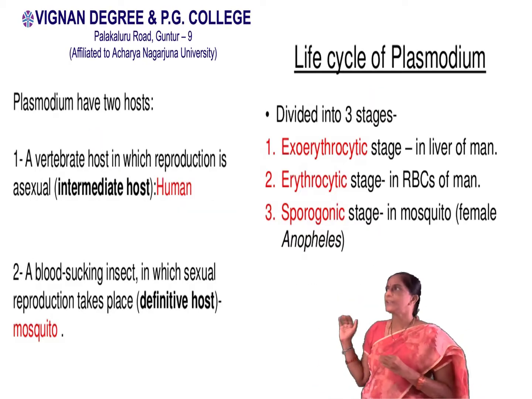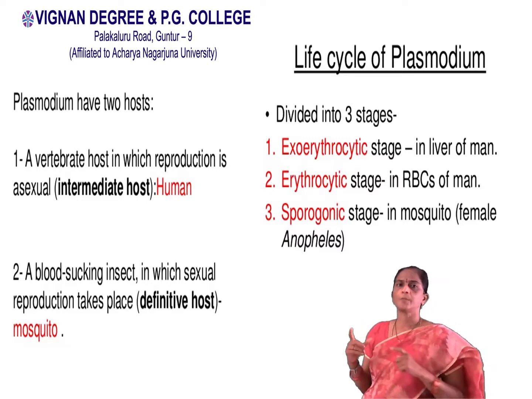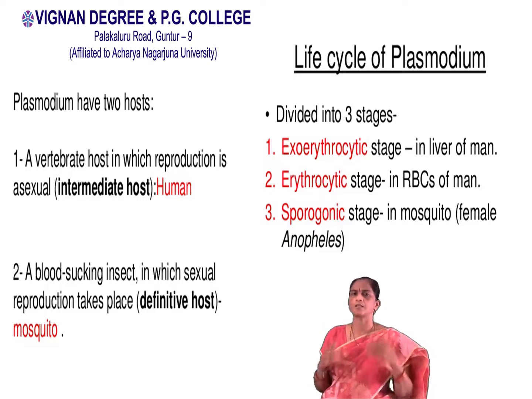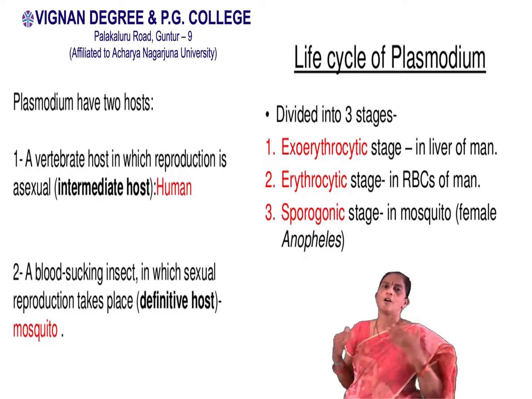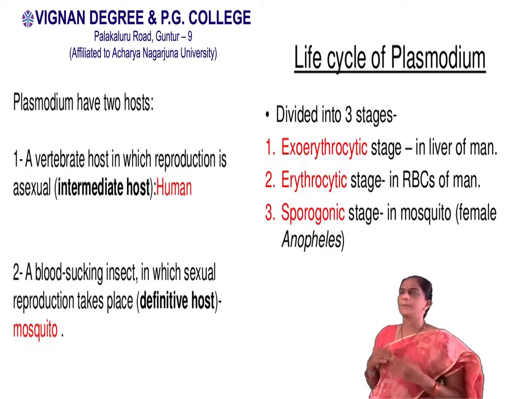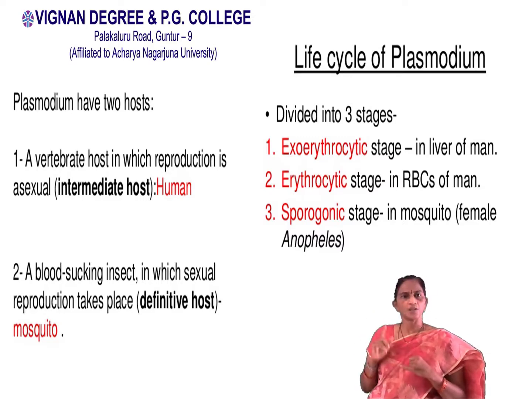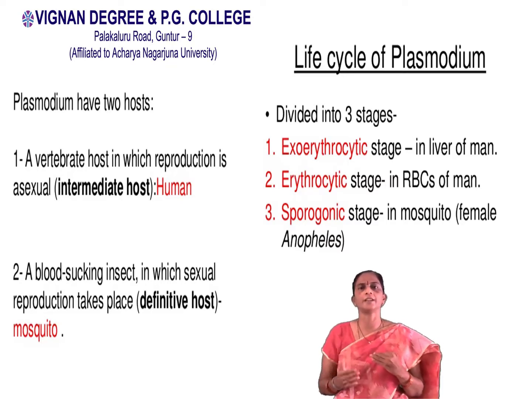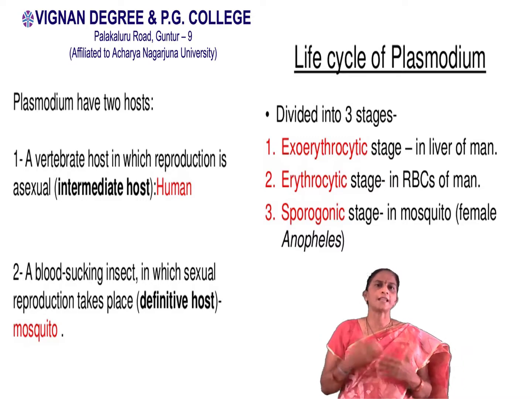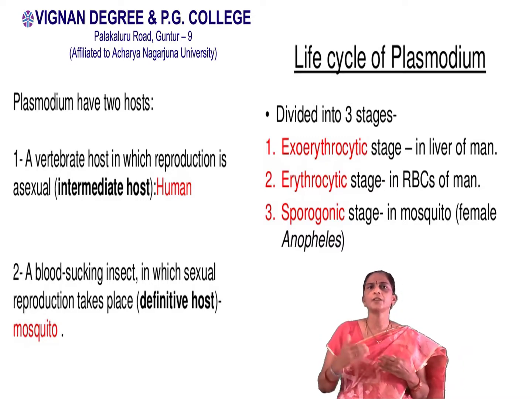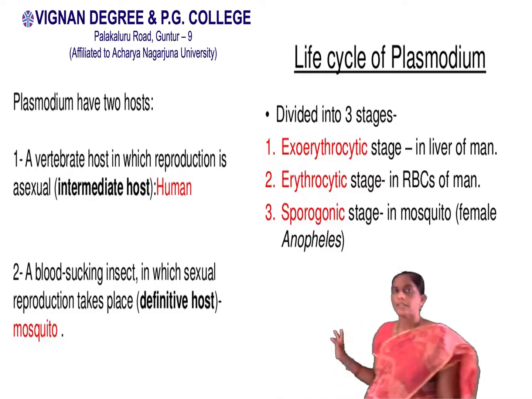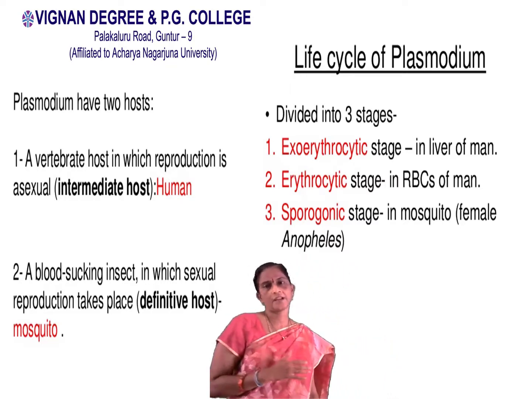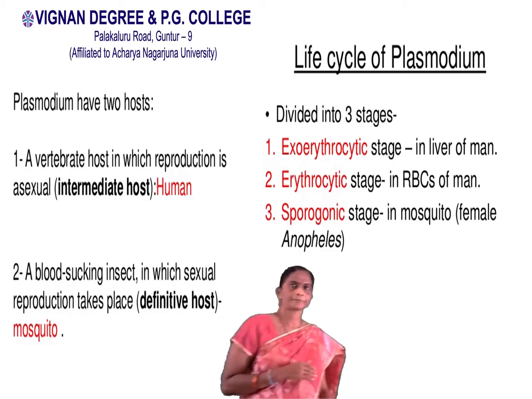Coming to the incubation period. What is the meaning of incubation period? The time required for the organism to multiply in the host and cause disease in the host is called the incubation period. Different organisms exhibit different incubation periods. For Plasmodium falciparum, the incubation period is 9 to 14 days. For Plasmodium vivax, it is 8 to 17 days. For Plasmodium ovale, it is 16 to 18 days. For Plasmodium malariae, it is 18 to 40 days. These are the incubation periods of the different protozoan species.